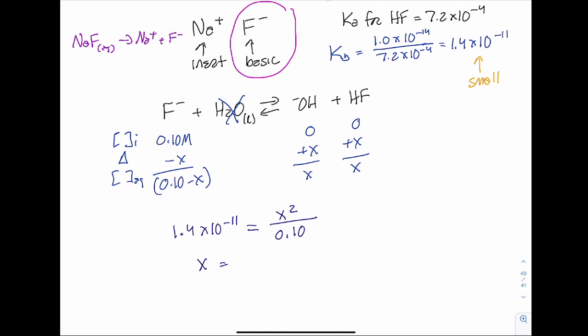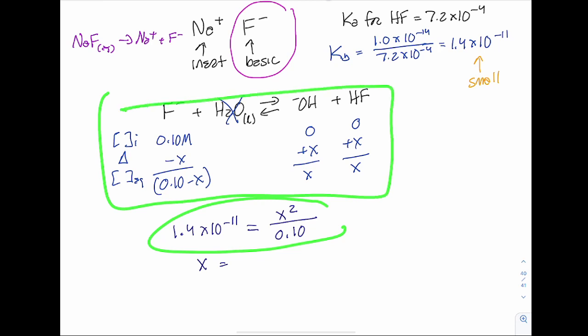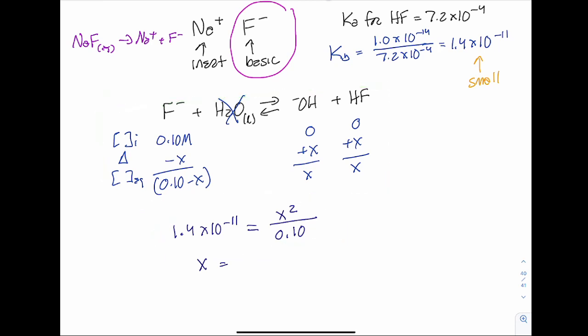In fact, I would assume that a few of you, if not most of you, could probably just set this up without even writing this table at this point. And I'm going to double check that because I was talking while I was typing into my calculator. And I got 1.2 times 10 to the negative 6.